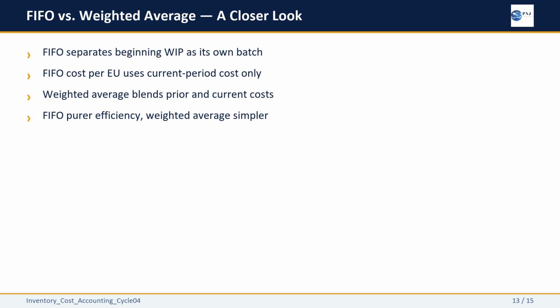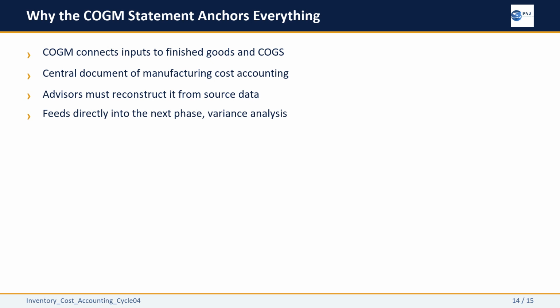Now for the takeaways. Step back and see why the cost of goods manufactured statement is the spine of this whole phase. It connects every cost input, materials, labor, and overhead, to the finished goods asset and ultimately to cost of goods sold. It is the central document of manufacturing cost accounting, which is why advisors must be able to reconstruct it from source data for any client. In practice, this means tracing requisitions, time cards, and overhead applications back into one coherent schedule. Get this right and the next phase falls into place.